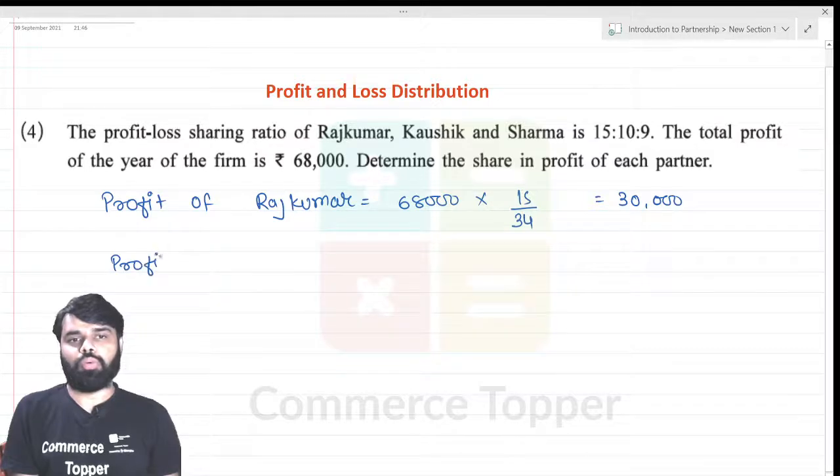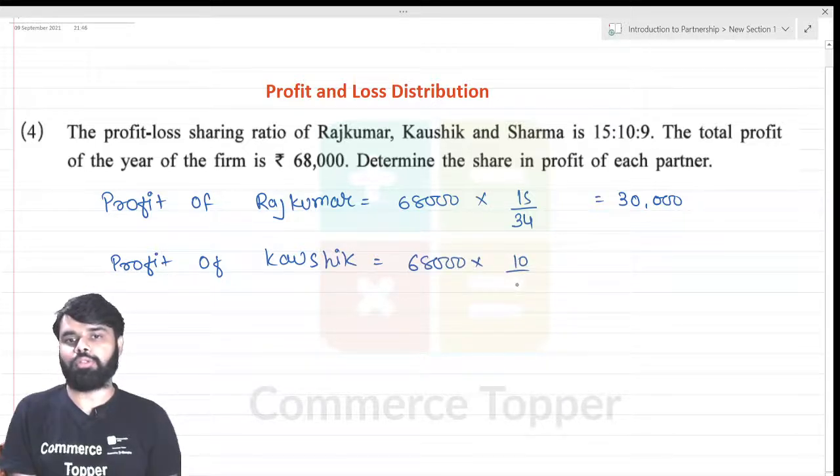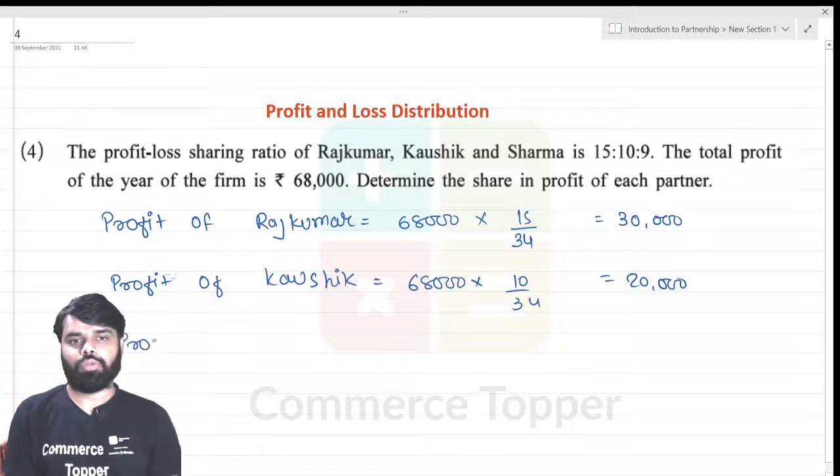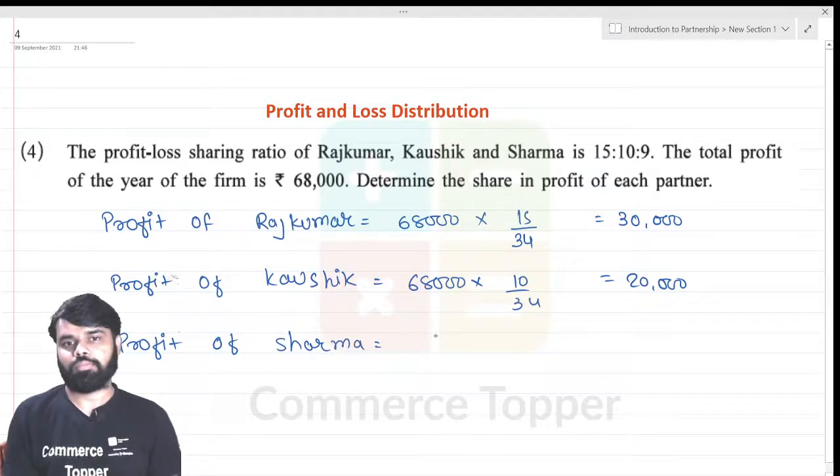Now profit of Kaushik, that is 68,000 into 10 upon 34, and here you will get 20,000 as answer. And the last one, profit of Sharma, that is 68,000 into 9 divided by 34, and here he will get 18,000.